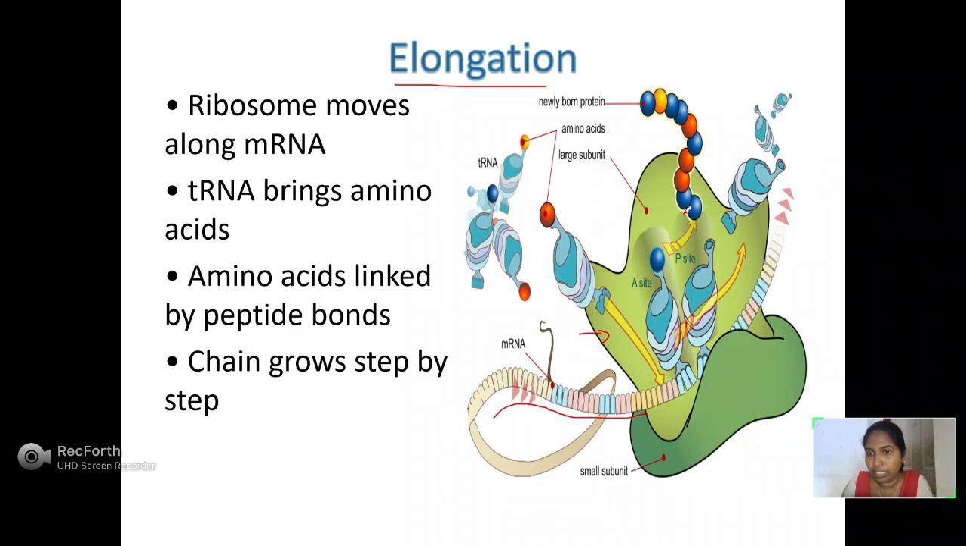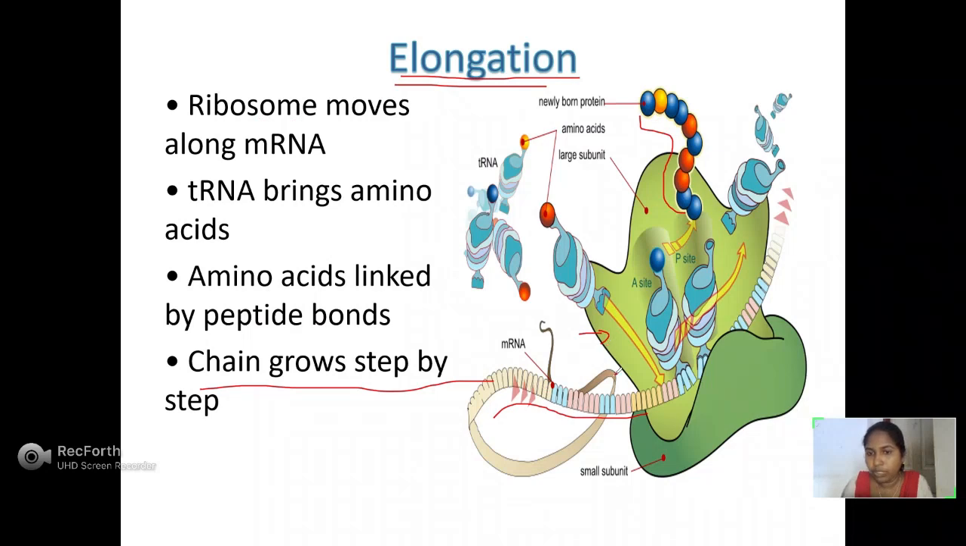These amino acids are linked by peptide bonds to form a newly formed protein, and it comes out from the ribosome, and the chain grows step by step. Elongation is the process of elongating the protein chain.